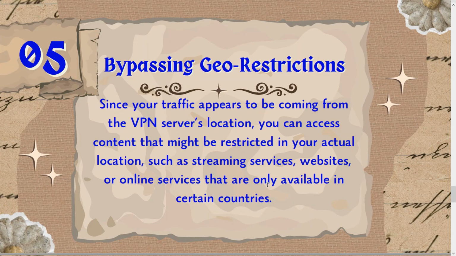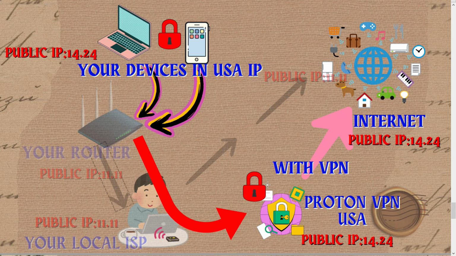So, bypassing geo-restrictions: your traffic appears to be coming from the VPN server location. You can access content that might be restricted in your own actual location, such as streaming services, websites, or online services that are only available in certain countries. So what that does, let's say in my country where my local ISP is, they have been told to block Twitter. The way it works, my device will try to go through my router, through the local ISP. Since it is Twitter traffic, it will be dropped if the government has blocked it.